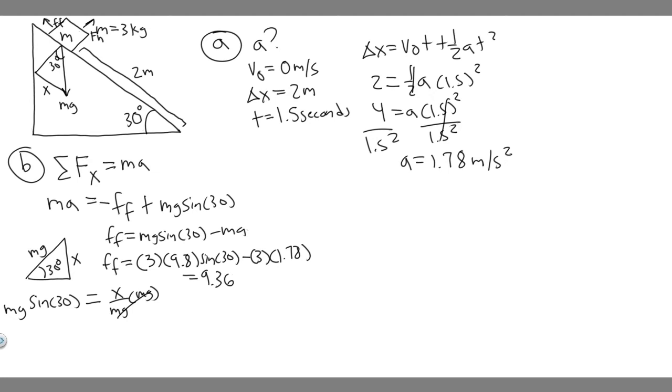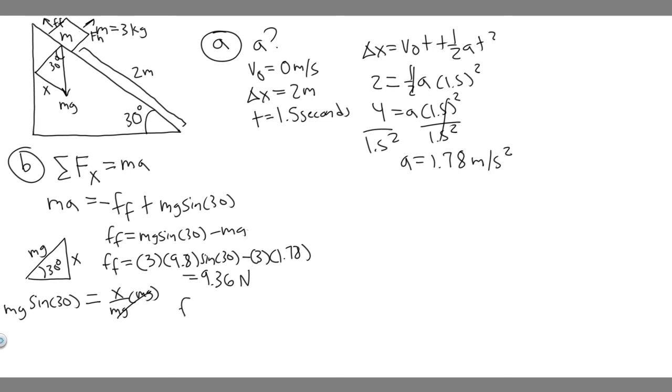9.36. But keep in mind what we want to find. For B, we're trying to find the coefficient of kinetic friction. So the way we solve this problem, we actually found C first. So this actually is your answer to C, because this is the frictional force. This is what they want us to find in C. But we can solve for the coefficient of kinetic friction using the frictional force. So keep in mind, this is really your answer to C, but I'm just going to keep this for B for now.